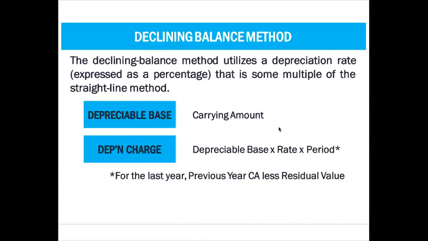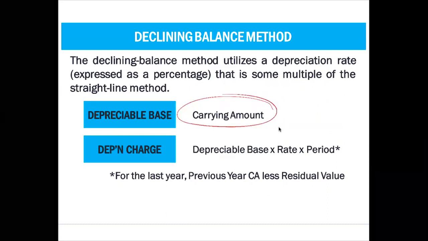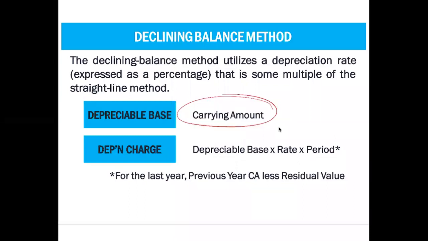Next, you have your declining balance method. For your declining balance method, take note, this is new. You just need to get for your carrying amount. Unlike all, you need to get for your depreciable base. Here, you need to get for your carrying amount. So carrying amount times rate times period. So for your depreciable base, take note the carrying amount for the last year. So previous year CA less residual value.